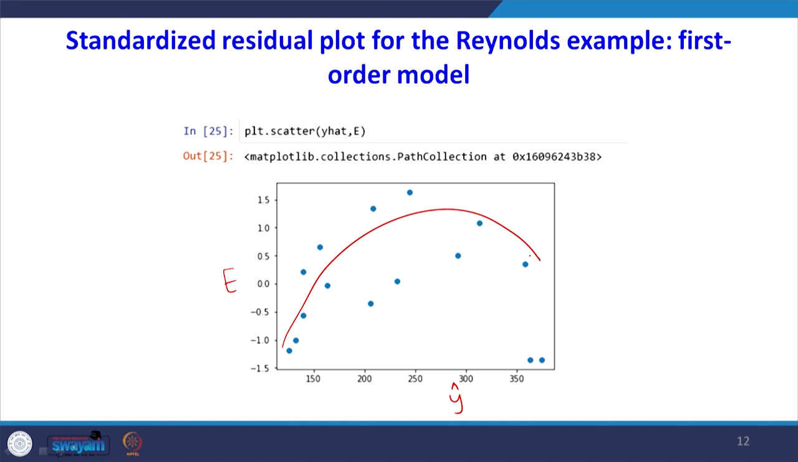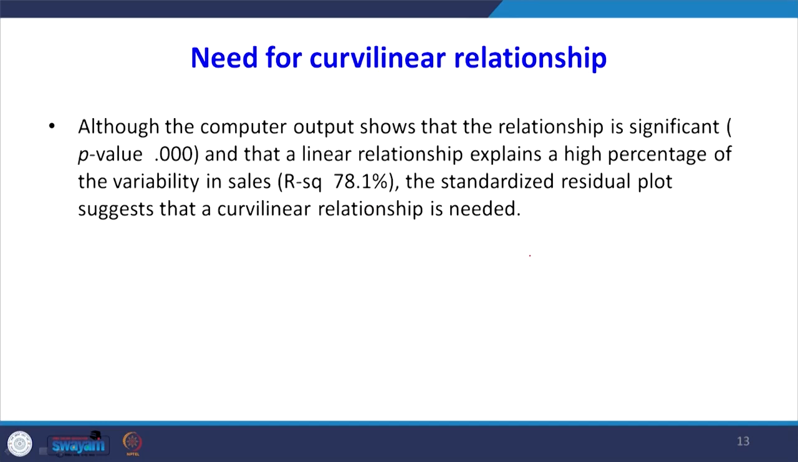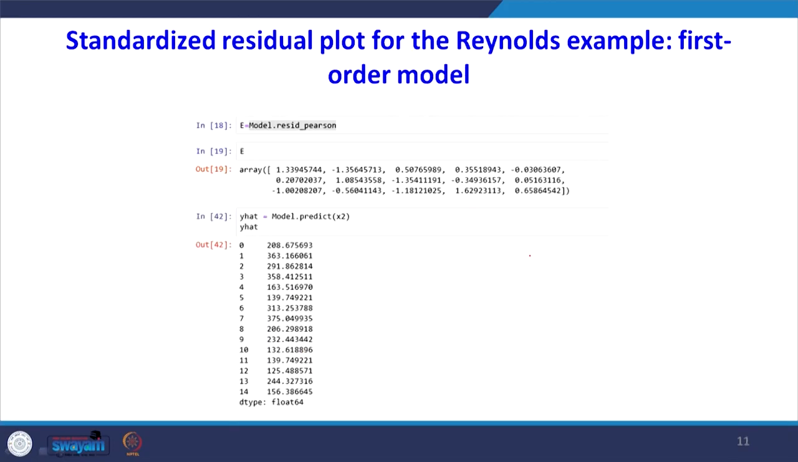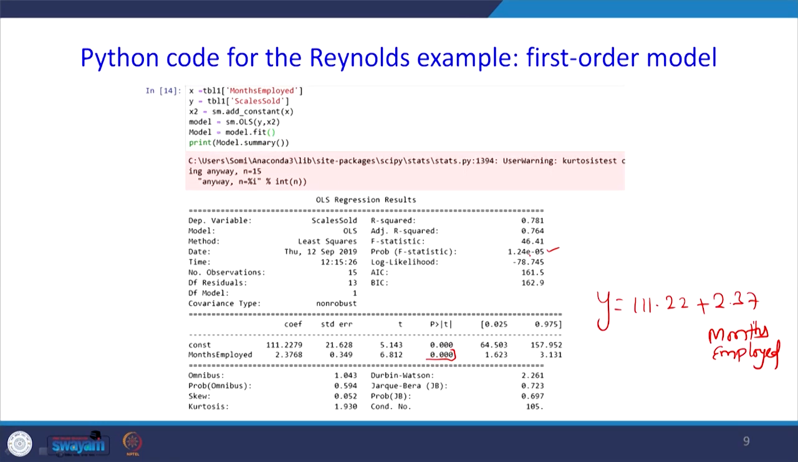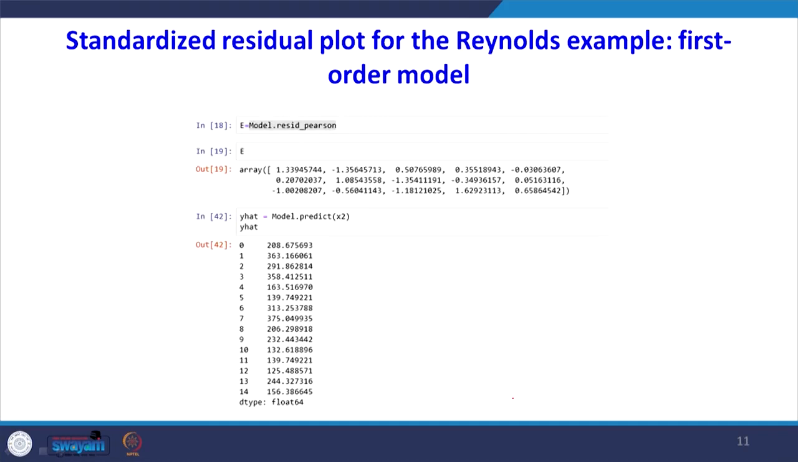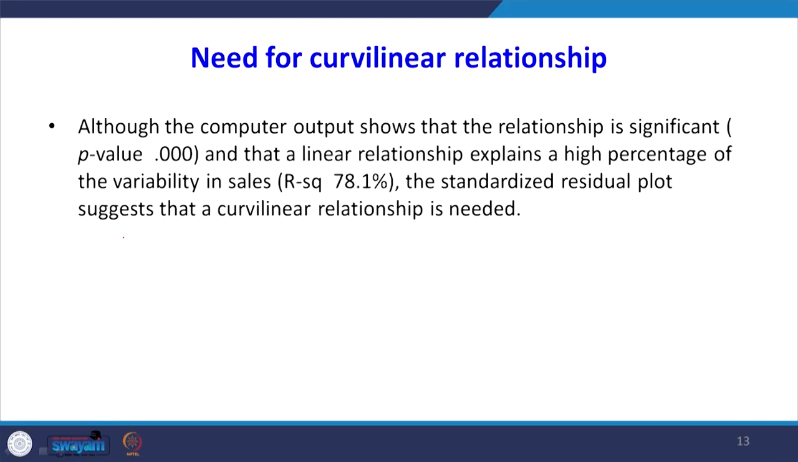So, now what is happening? It is not in a rectangular shape, which suggests that there may be a curvilinear relationship between x and y. A very important point: why do we have to go for a curvilinear relationship? Although the computer output shows that the relationship is significant, because the p value is less than 0.05, and that a linear relationship explains a higher percentage of variability, that is R square, which is 78.1, good explaining power, the standardized residual plot suggests that a curvilinear relationship is needed.